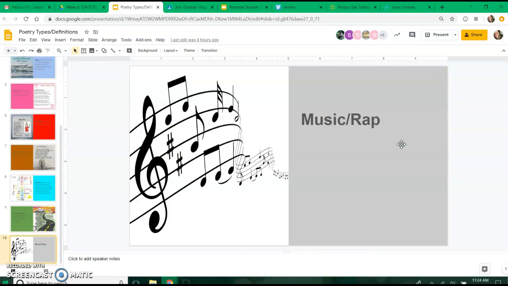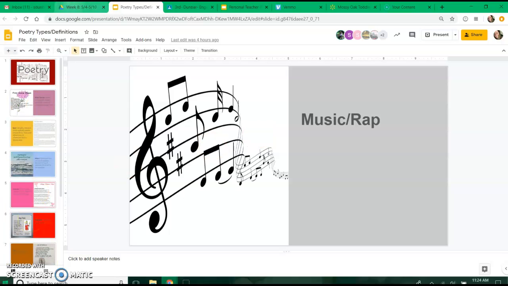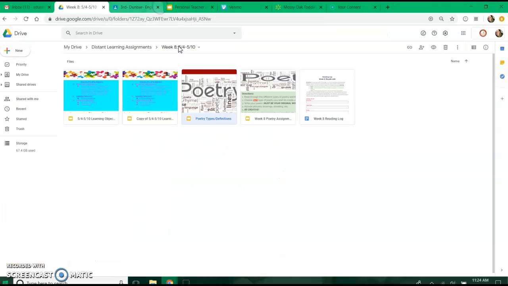And then lastly, you can choose music or rap. If you're choosing this, remember that it's not somebody else's work of music or rap. It is your own original work. So those are the 9 different types of poetry that you can choose from for this week's assignment.